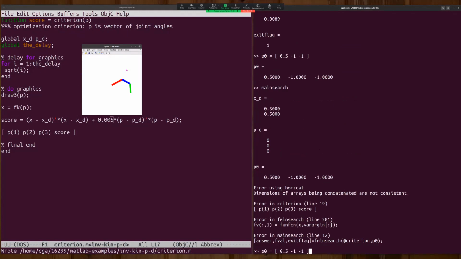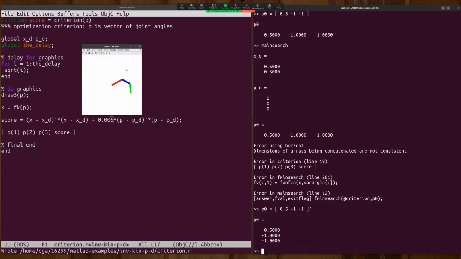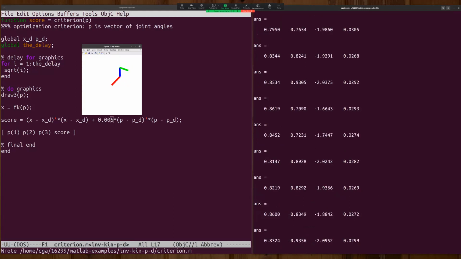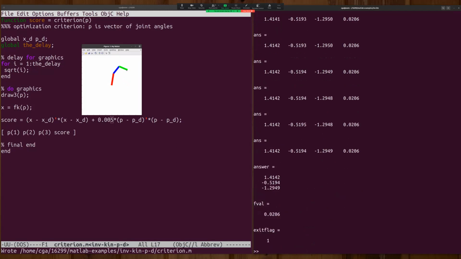Okay. How very sad. It seems that I had to give it the transpose, maybe. Let's see what it does. Yes. Oh, okay. It's doing the flip thing. It's not very good though, because with this set of weights, it should get the two elbow angles to be the same. It did not.